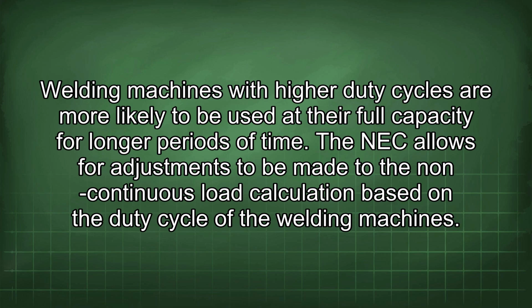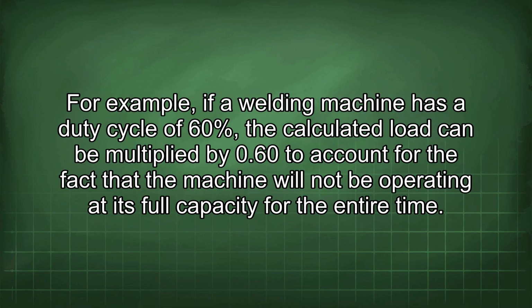The NEC allows for adjustments to be made to the non-continuous load calculation based on the duty cycle of the welding machines. For example, if a welding machine has a duty cycle of 60%, the calculated load can be multiplied by 0.60 to account for the fact that the machine will not be operating at its full capacity for the entire time.